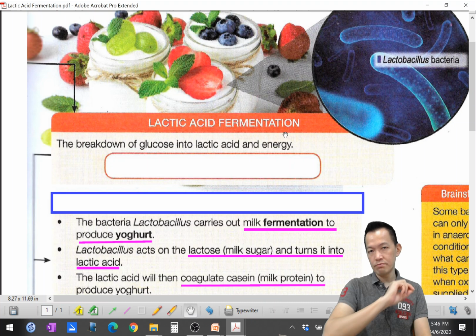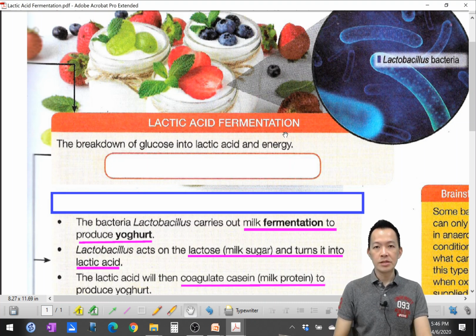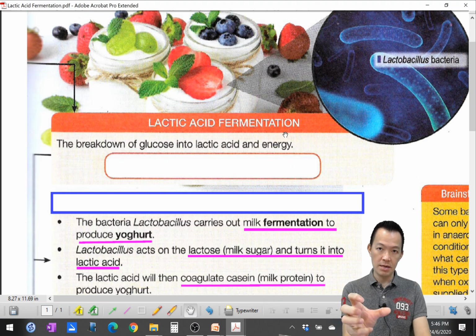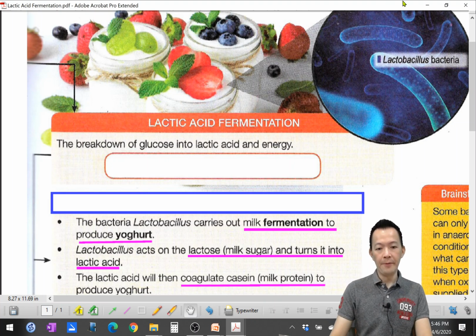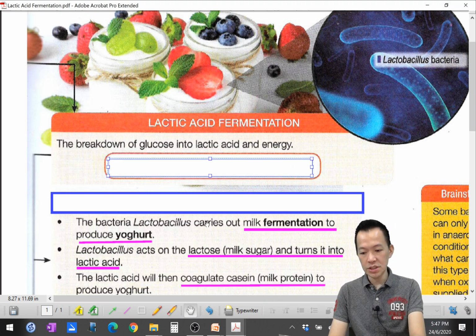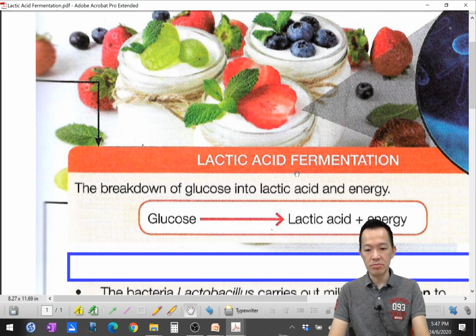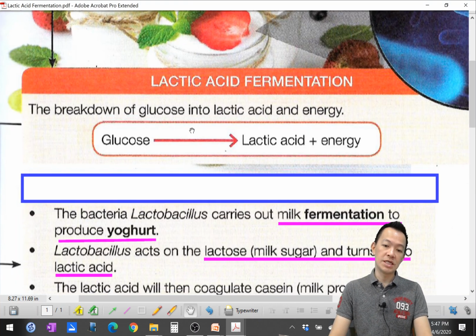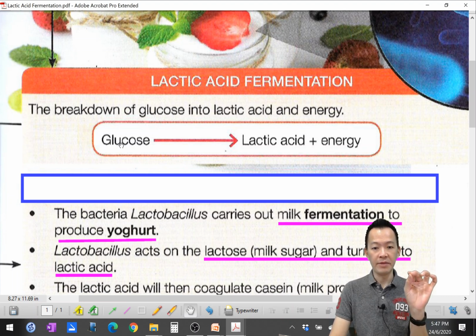那个 glucose 没有完整的被解散。So in the condition of oxygen deficiency, 缺氧 or maybe no oxygen at all, break down the glucose into lactic acid and energy. 把 glucose 解散不过不完整。Become lactic acid and energy. But why we don't call it alcohol fermentation?